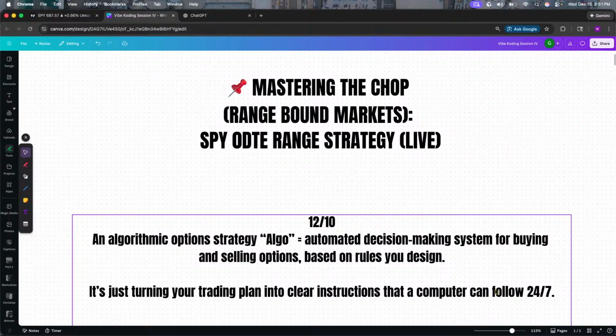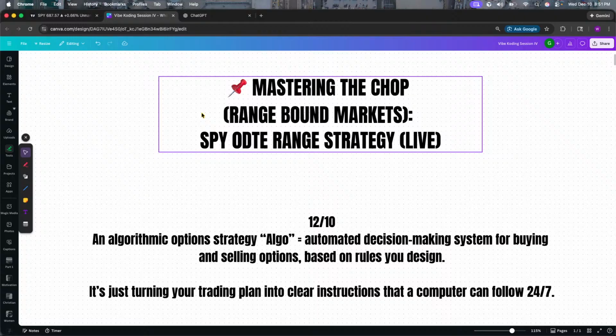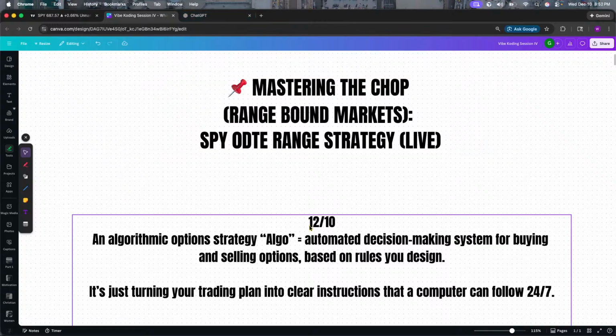So what is an algorithm? An algorithm or an algorithmic option trading strategy, commonly called an algo, is an automated decision-making system for buying and selling options based on the rules we design. This is turning your trading strategy into clear instructions that a computer can follow 24/7. So we're going to be designing the rules that our bot is going to be running 24/7, watching SPY. SPY is the S&P 500. Like I said before, this is the top 500 companies within the New York Stock Exchange. So now that we understand what an algo is, an automated decision-making system that allows us to buy and sell options.